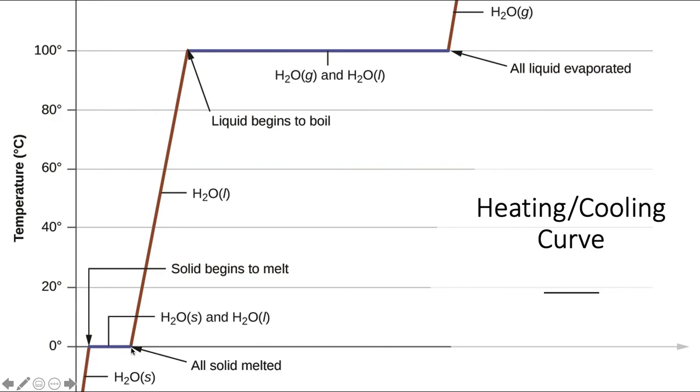At the opposite end, on the right-hand side of this horizontal line at 0 degrees, all of the ice has now melted. So here I have solid ice at 0 degrees. In the middle of this, I have some solid and some liquid. And then at the end of this, all of my solid is melted. I have water, but notice that it's still at 0 degrees. Once all of it is melted, I have water, liquid, at 0 degrees.